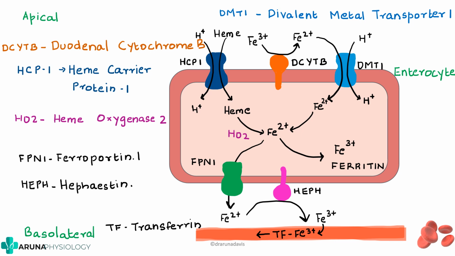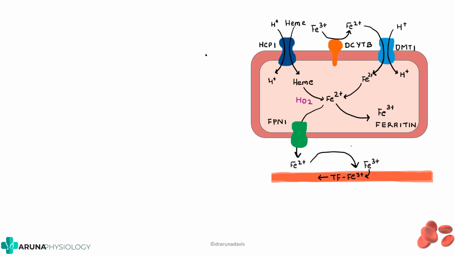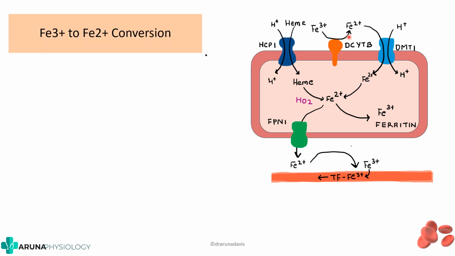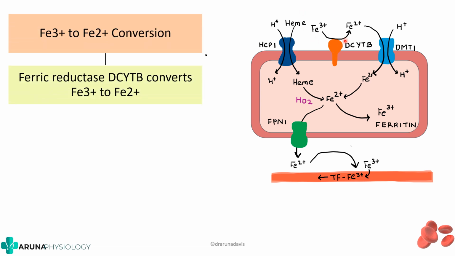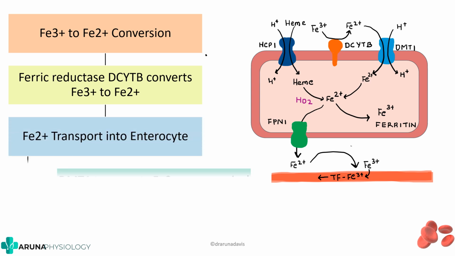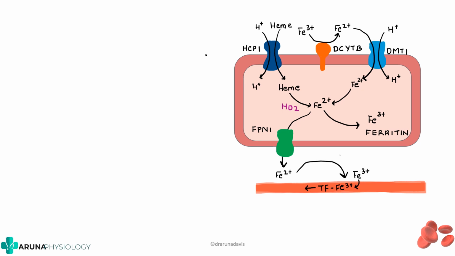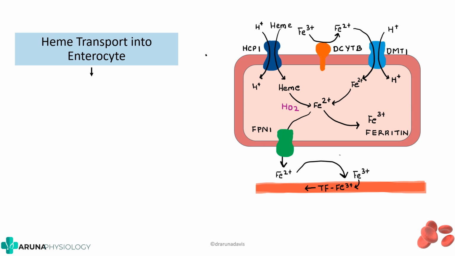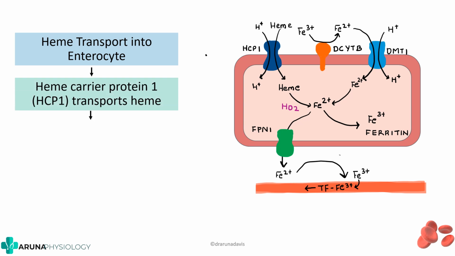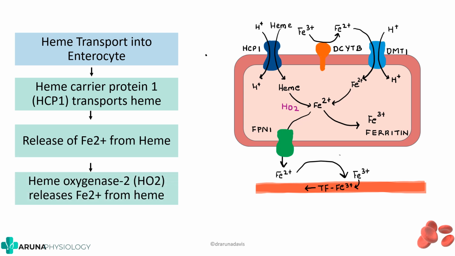Okay, so I'll just repeat the steps once again. The first step is conversion of ferric to ferrous by means of a ferric reductase, which is called duodenal cytochrome B, and then the ferrous is taken into the enterocyte by the help of divalent metal transporter 1. Now the ferrous is inside the enterocyte. Not only from the ingested iron, we've got heme also transported into the enterocyte by means of a protein called heme carrier protein 1, which when acted upon by an enzyme called heme oxygenase 2 releases the iron from the heme.